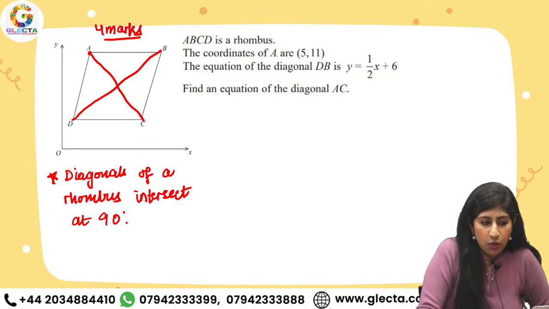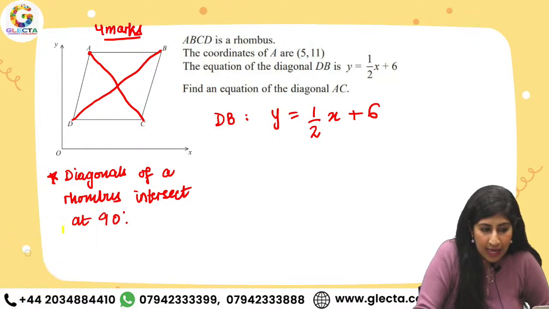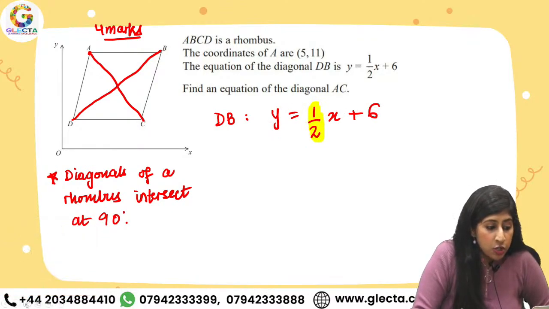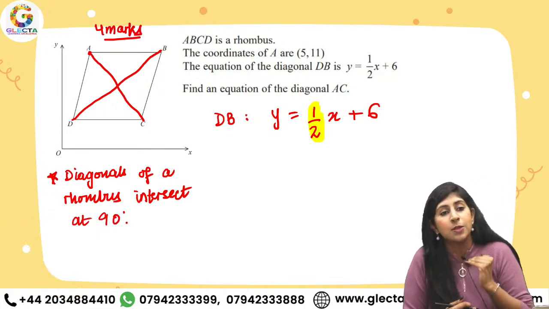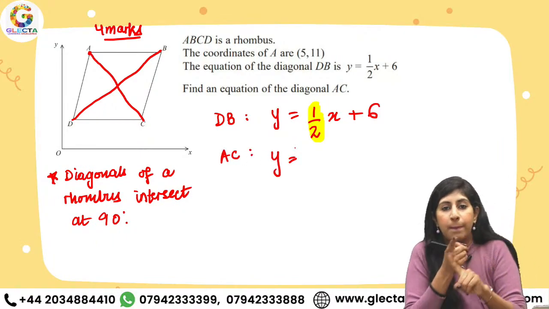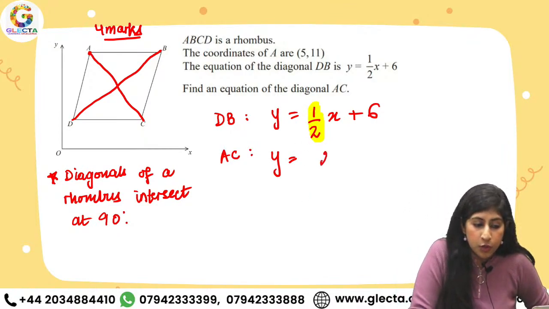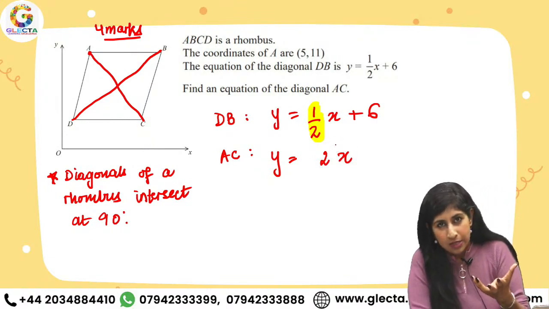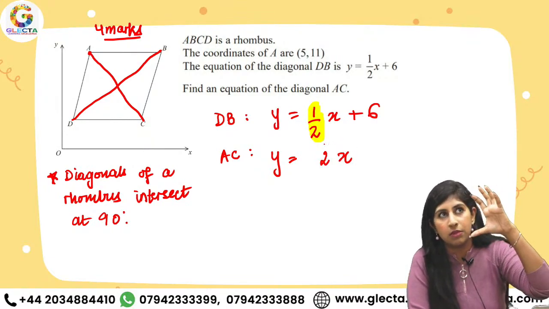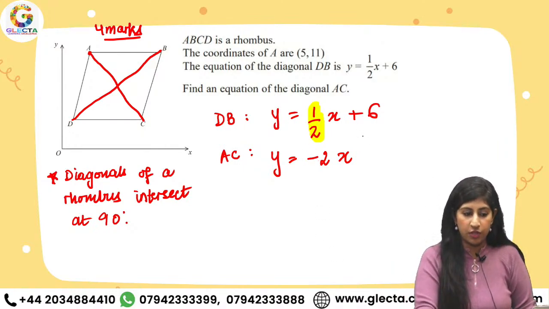If I want to work this out, for DB the equation is y equals a half of x plus 6. What is getting multiplied by x? I see a half. So to find out the equation of a line which is perpendicular, that is for AC, all you got to do is flip, negative reciprocal, negative flipping. So 1 over 2 would become 2 over 1. Any number divided by 1 is the number itself. And then I would write a negative sign in front of it.